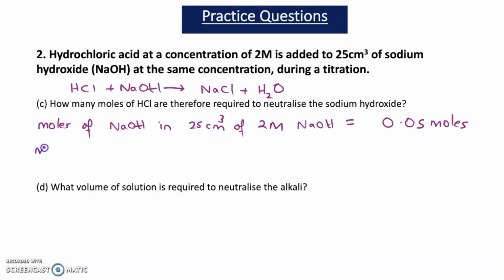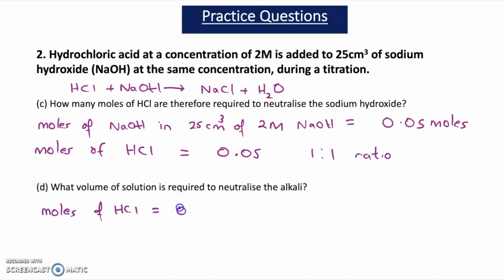Now, in all titration calculations, the equation is crucial here. It's the equation that tells us it's a 1-to-1 ratio between hydrochloric acid and sodium hydroxide, and therefore that's why we can conclude that the moles of hydrochloric acid are the same as the moles of sodium hydroxide. Now, for part D, you're asked to work out the volume of solution required to neutralize the alkali. So, for this, we know that the moles of hydrochloric acid is 0.05.